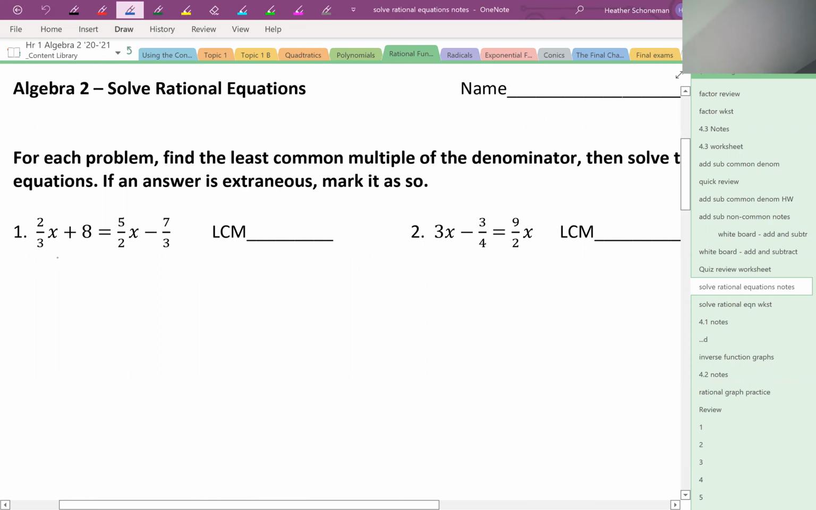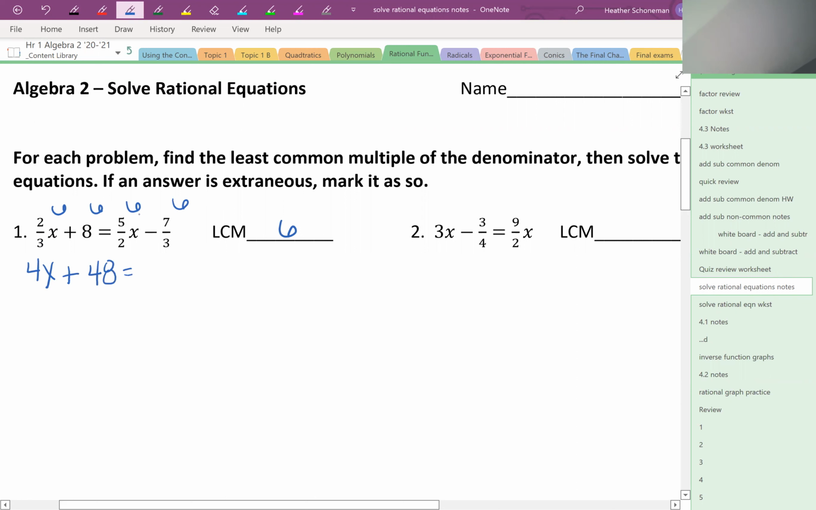On the first one, the least common multiple of 3 and 2 would be 6. So once we find that least common multiple, we're going to multiply each term by 6. And when we do this, it looks complicated, but it's not that big of a deal. I'm going to take this 6 and divide it by 3, which is 2, and then multiply it in the numerator. And 2 times 2 is 4, so we get 4x. Okay, 6 times 8 is 48.